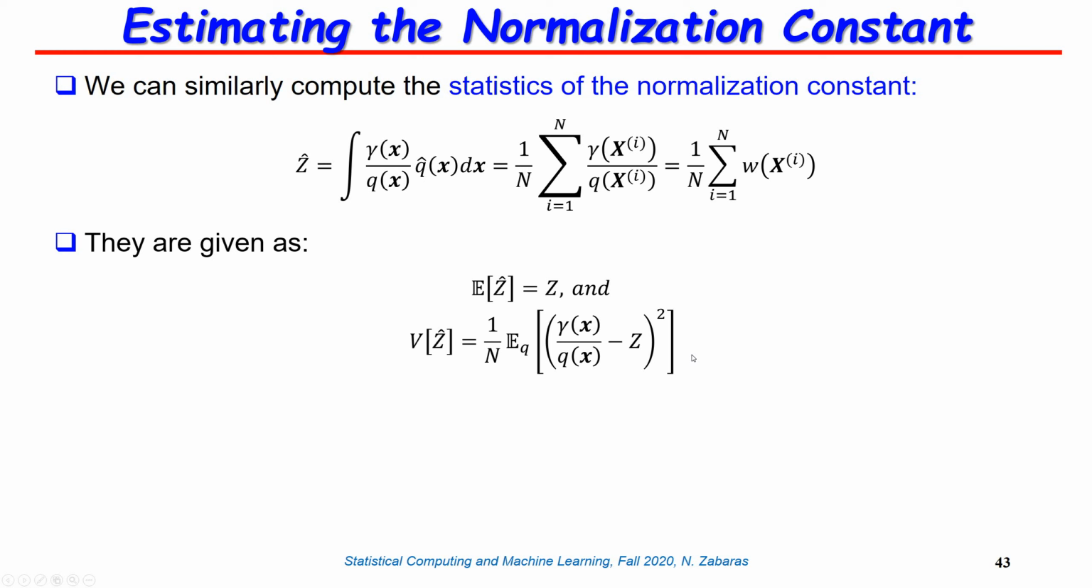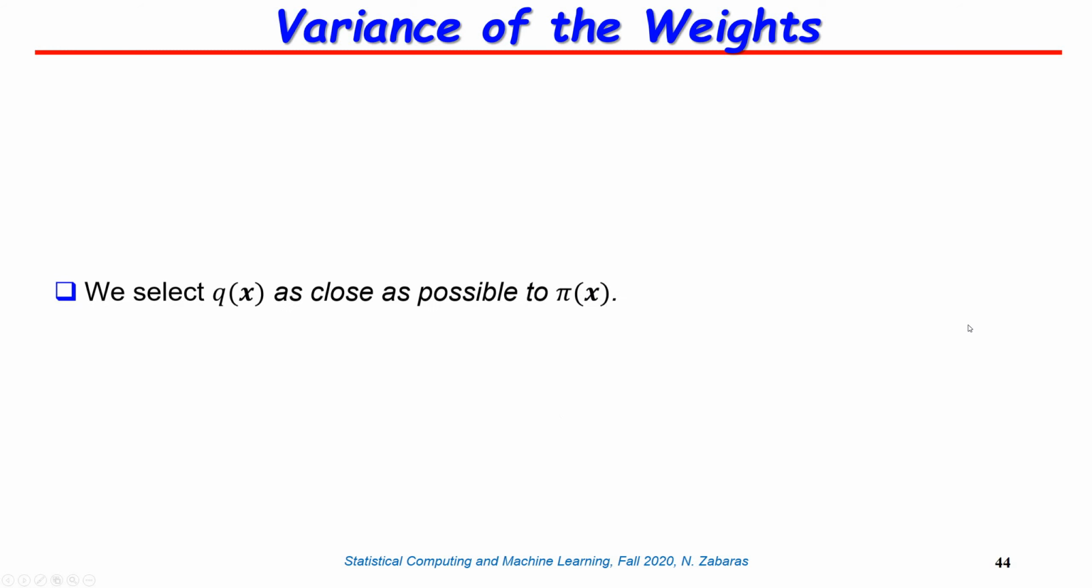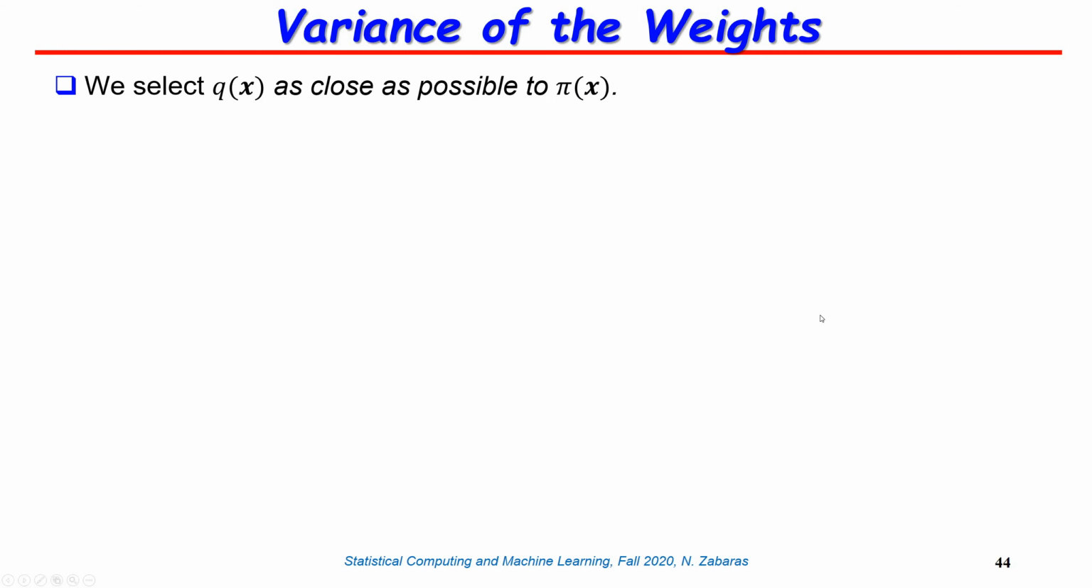Again, you have to be very careful with the notation here. Since I do a standard Monte Carlo estimate of this expectation, this is my little w, and I take the expectation with q. Obviously, the variance will be the expectation of w minus the true value z, squared, under the distribution q. Now, what do you choose as q?